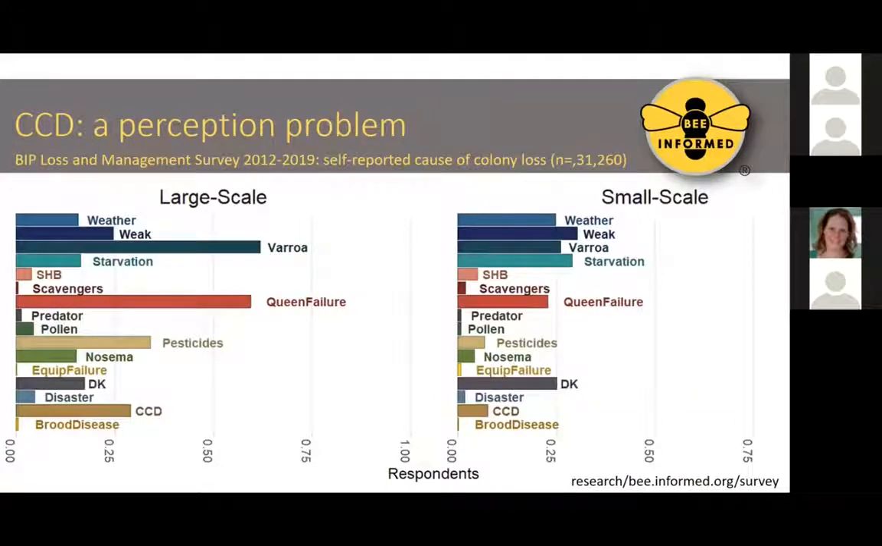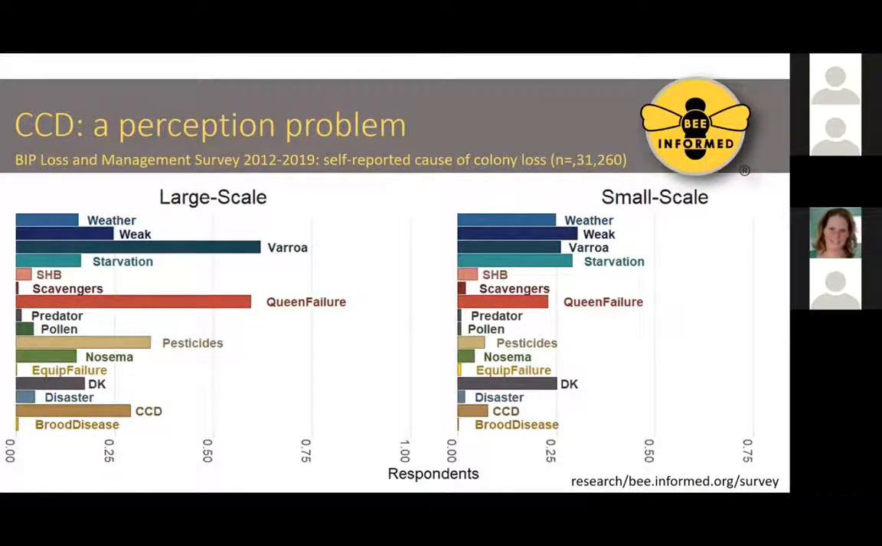Now, when we ask beekeepers, however, a lot of beekeepers still report CCD as one of the causes of colony loss in their operation. I'm showing you here over 8 years of survey data in which we ask the question, what do you perceive as the major cause of colony loss in your operation? And we noticed that about 29% of large-scale beekeepers have reported it. It is actually the fourth most important cause of colony loss reported by large-scale beekeepers after Varroa, queen failure, and pesticides. In comparison, only 7% of small-scale beekeepers report it.